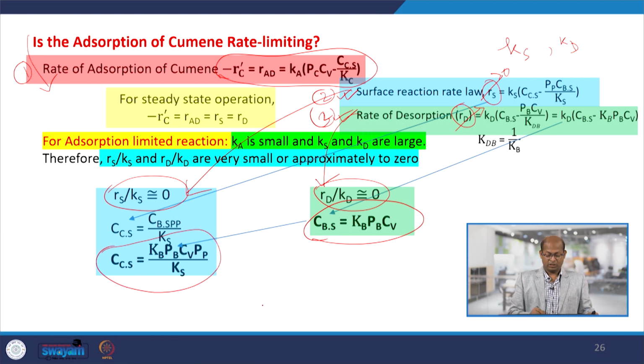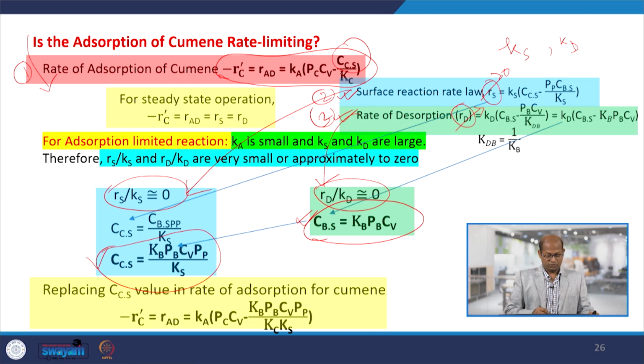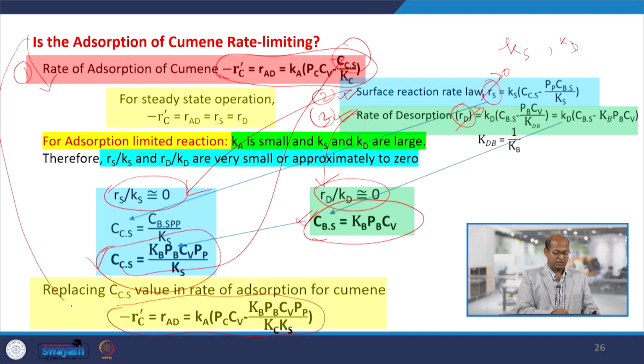Now you see, the surface concentration of C and the surface concentration of B we know. In this case, the rate equation requires CCS, so we can substitute CCS here directly. Once we substitute this CCS in these equations, the final rate equation would be this, considering cumene adsorption as the rate limiting step. So, this equation we can develop.